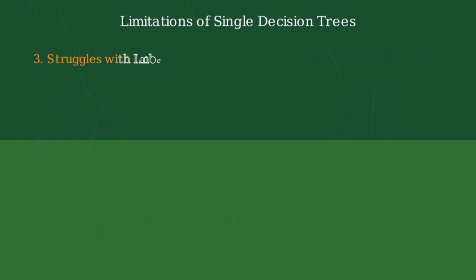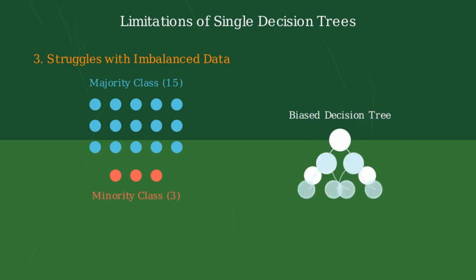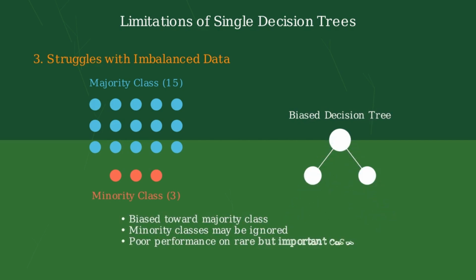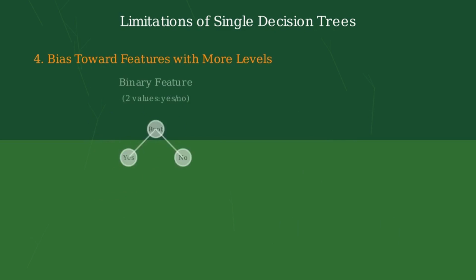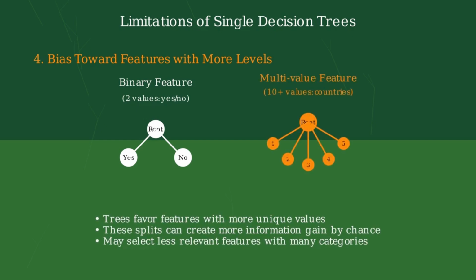A third limitation is that decision trees struggle with imbalanced datasets, where one class significantly outnumbers others. In these scenarios, trees often create rules that favor the majority class while ignoring the minority class, even when minority examples represent important patterns. The fourth limitation is the bias toward features with more levels or unique values. Decision trees naturally favor features with many unique values, like postal codes or ID numbers, over binary features that might actually be more predictive.